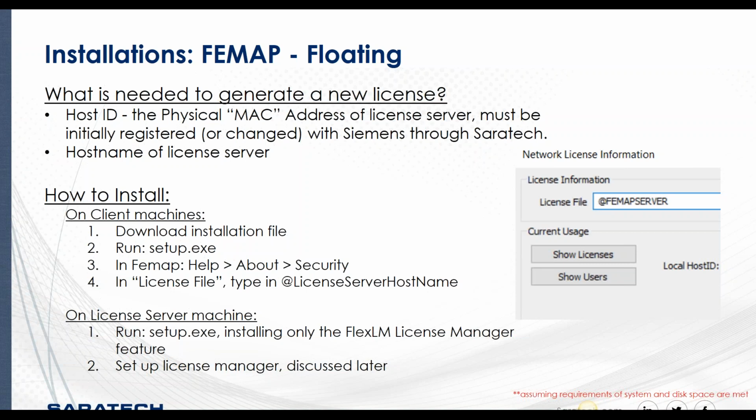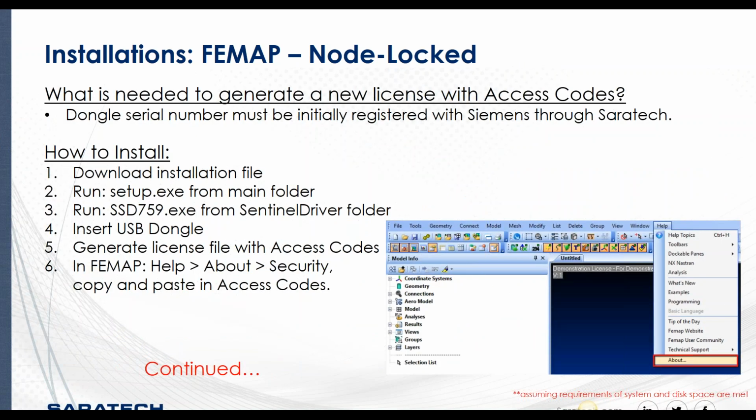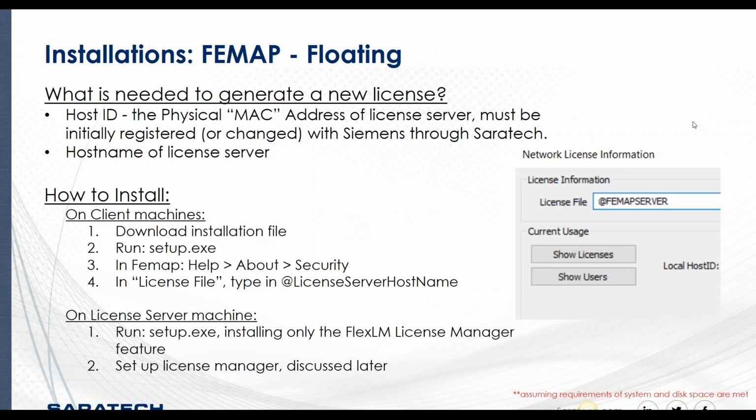So if you're installing it and you're the client, what you'll need to do is download the installation file, run the setup, and then, just like before, you'll go through FEMAP, File, About, Security, and then you'll get this window, and under license file, all you have to do is type @ and then the license server host name. Obviously, you don't type in LICNCE. You'll type in your license server's host name.